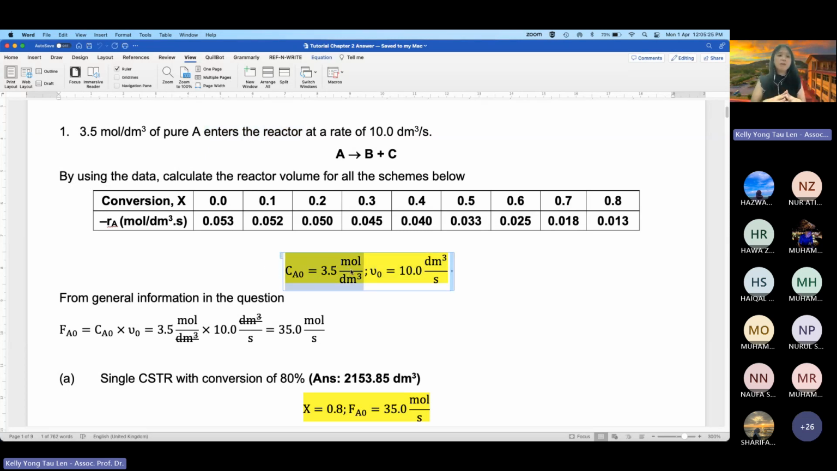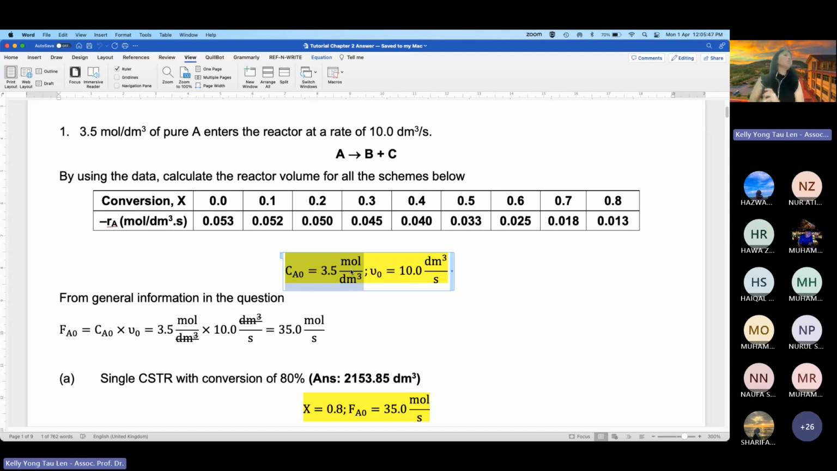This is the part where you cannot make a mistake. Let's say you write it as molar flow rate or volumetric flow rate, then you are already wrong at the very first sentence. So I have to highly emphasize at this stage, please identify the unit, the dimension, and the symbol that represents the number.